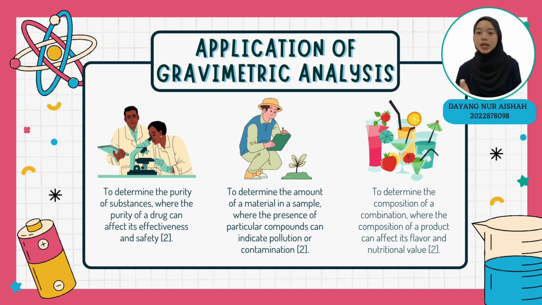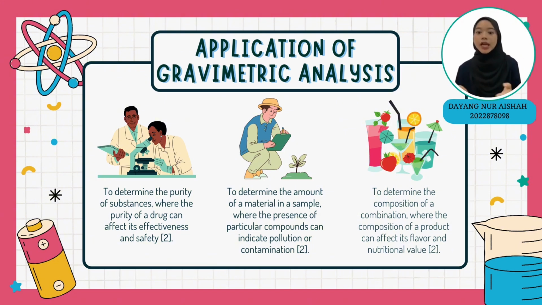In addition, gravimetric analysis is also utilized for determining the composition of a combination. The composition of a mixture can be determined by separating and measuring the mass of each component. This is helpful for the food and beverage sectors.